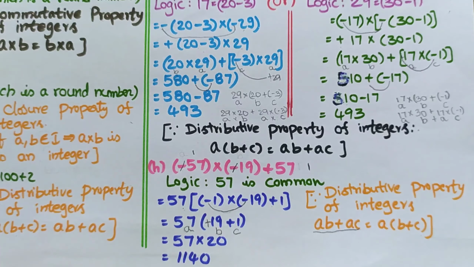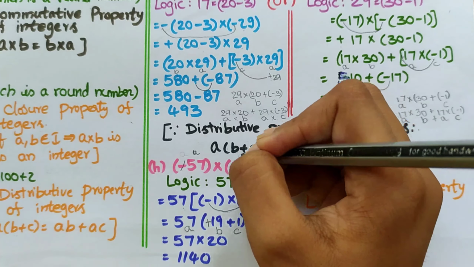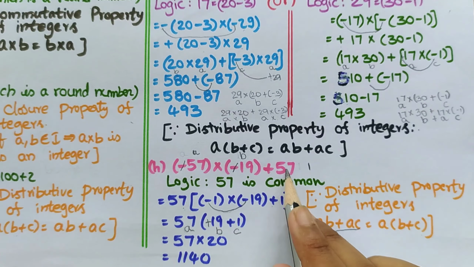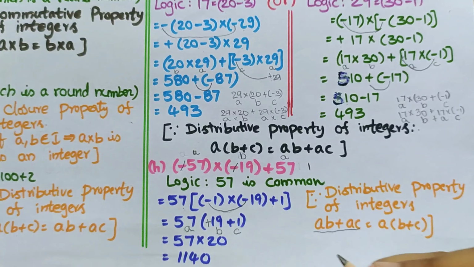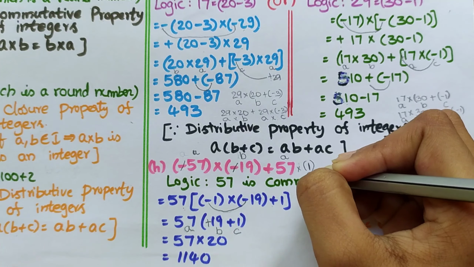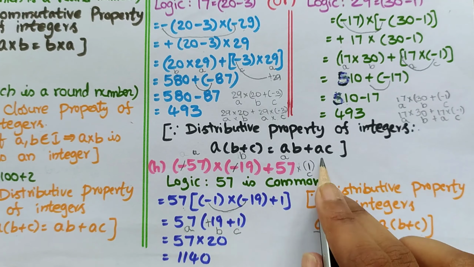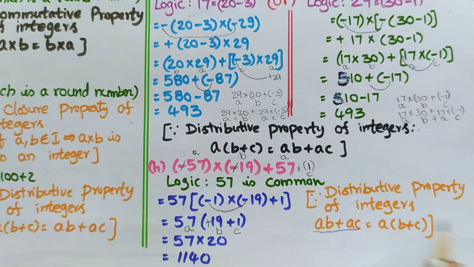And 57 can be taken as A, 19 can be taken as B, and 1 into 1 can be taken as C. So here A is 57, B is 19 and C is 1. So now coming to the problem, 57 into 19 plus 1. 19 plus 1 is 20 and 57 into 20.